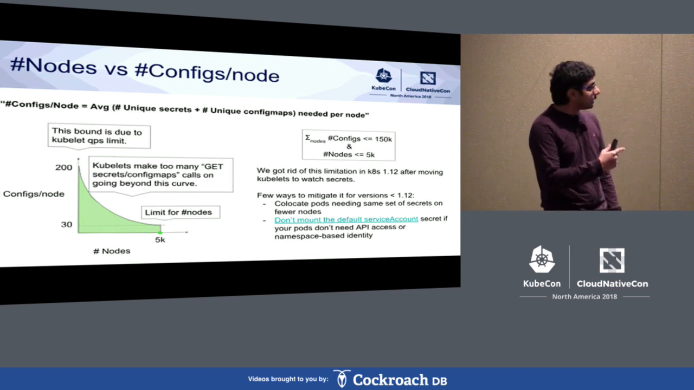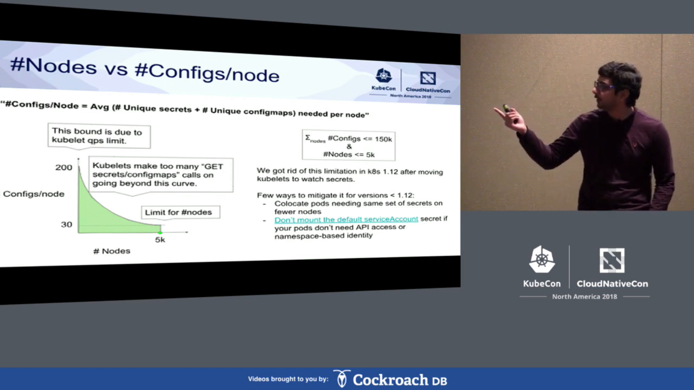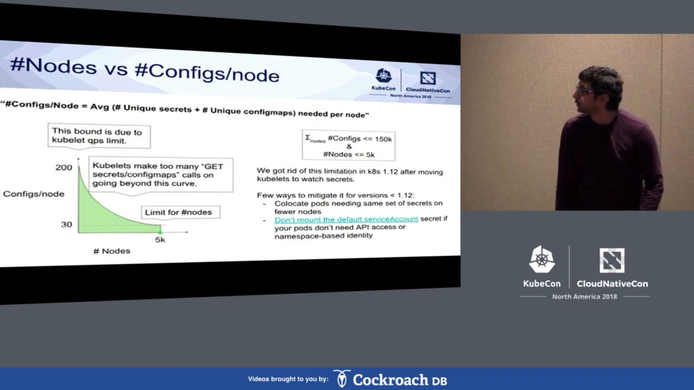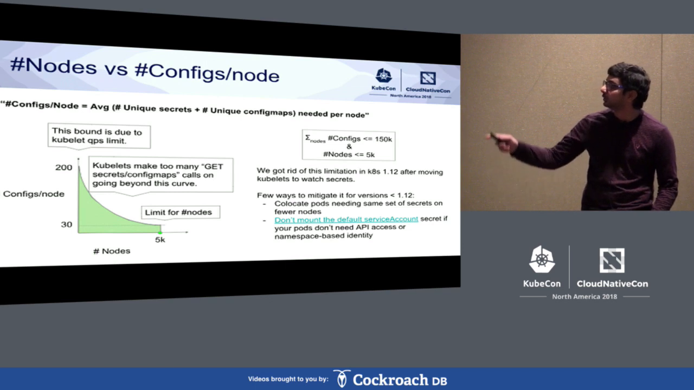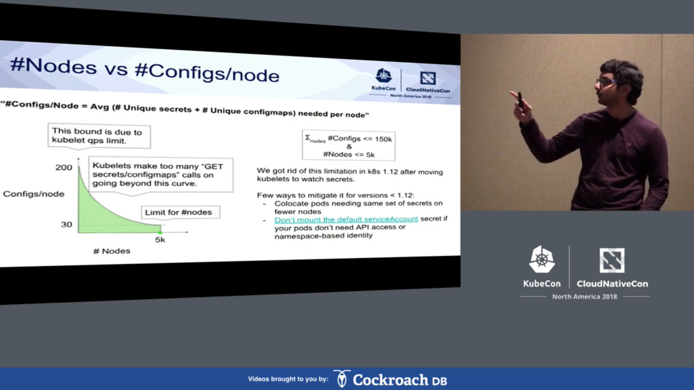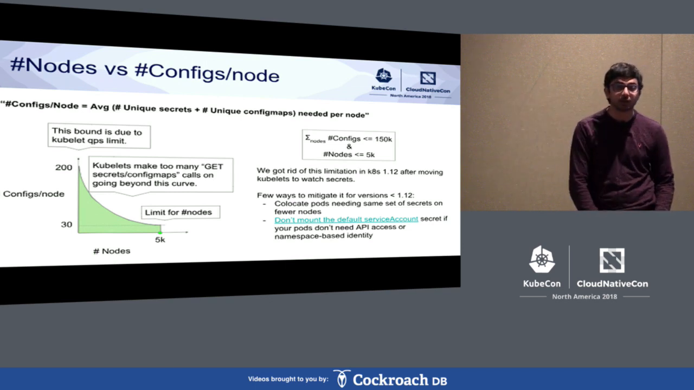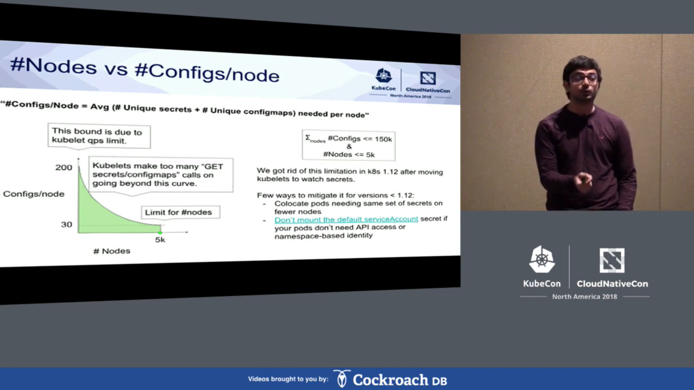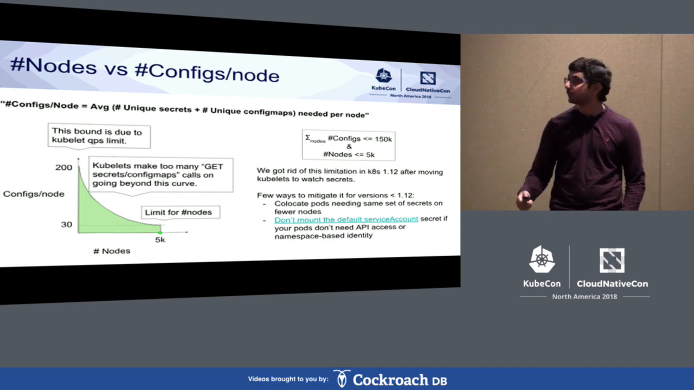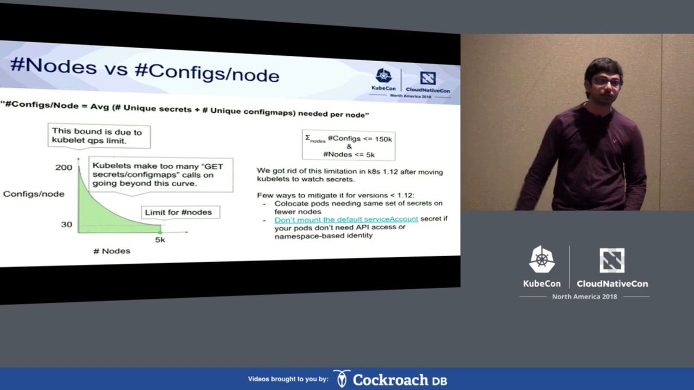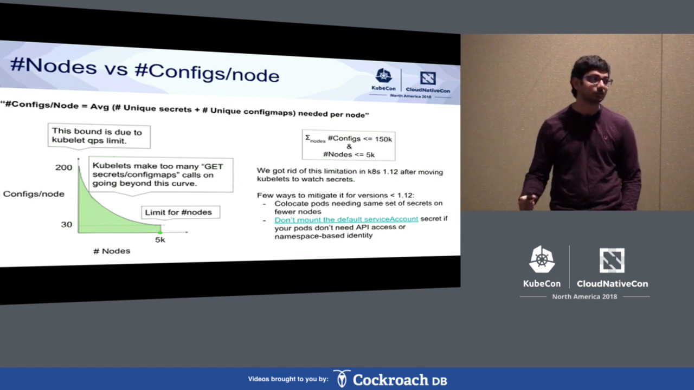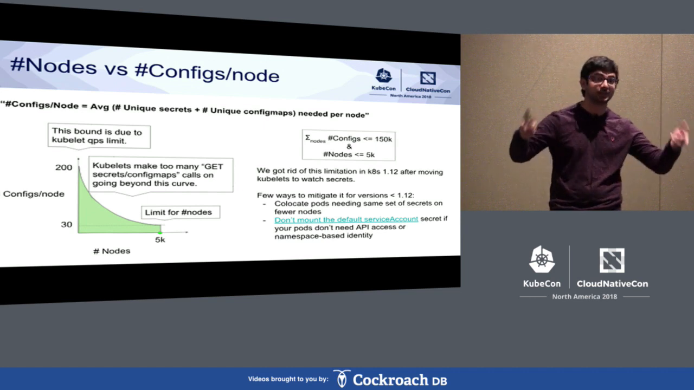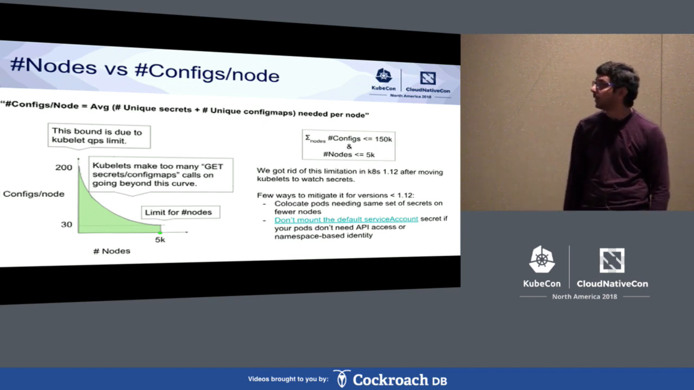So here the limit on the x-axis of 5,000 nodes is something we already talked about before. The limit on the y-axis is interesting. We say that the number of configs per node can be more than 200, and this limit is basically because of Kubelet's API QPS limitation. Kubelet by default is configured to not have more than this QPS, so it makes it hard for it to refresh periodically the secrets and config maps because it has to make GET calls to the API server.